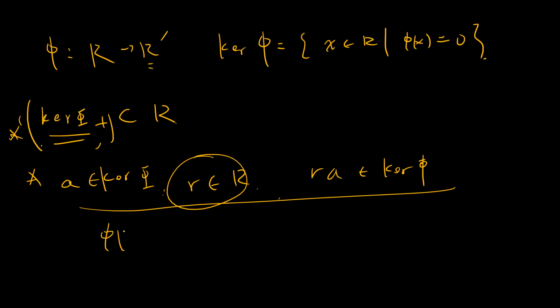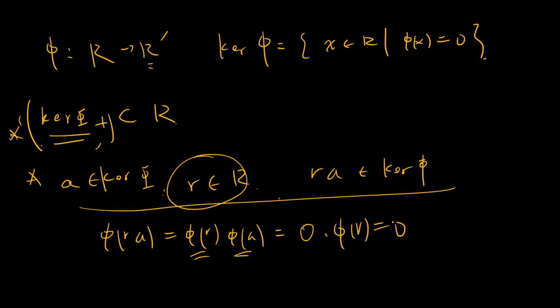The reason is that phi(rA) will be phi(r) phi(A). I don't know what phi(r) is, but I know phi(A) is 0. So I get 0 times anything, which is still 0. Okay, so this is the conceptual idea, which is called an ideal of the ring. We will talk about it in the future.